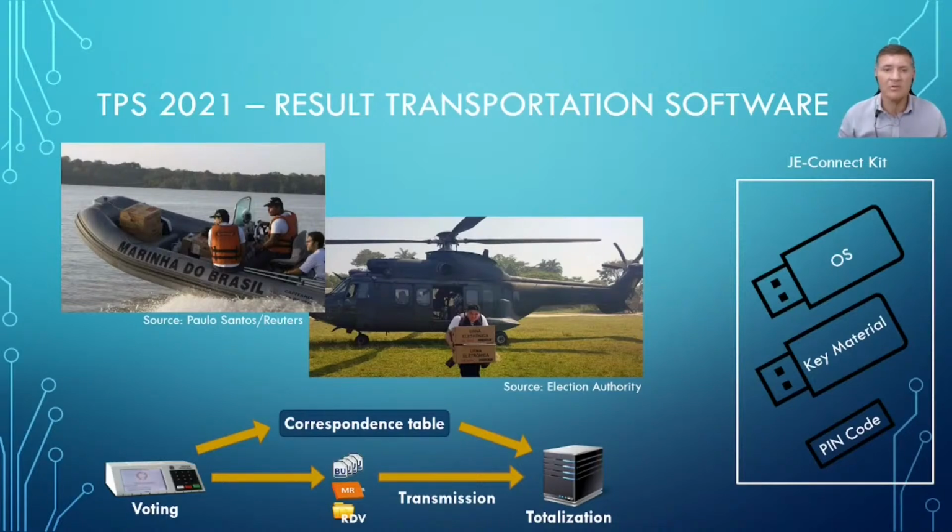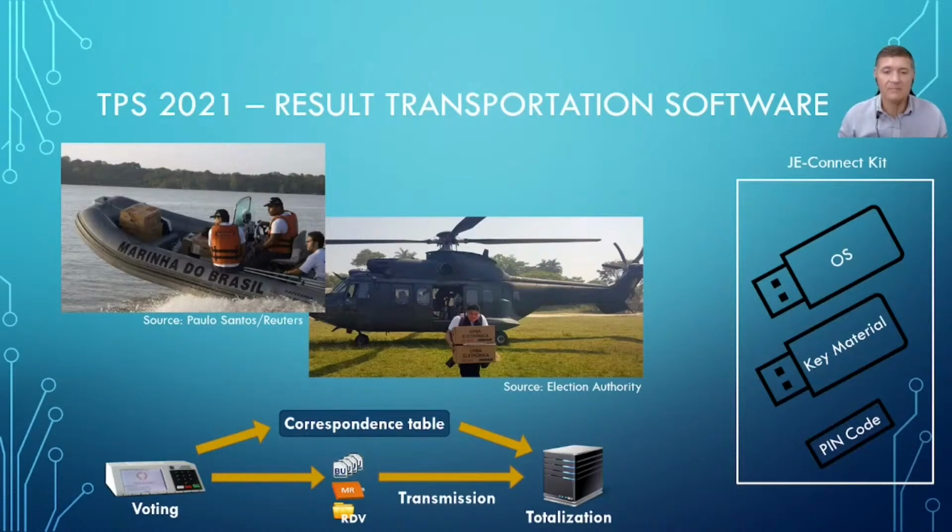So, the election authority created a solution to transmit voting machine results over the internet to the totalization system from these places. This solution is JTAG Connect. The system is composed of 2 thumb drives and a pin code. Since the public trial of 2019, our team planned to take a deeper look at the JTAG Connect system, but was unable to do that in 2019. So last year, in 2021, we had that chance.